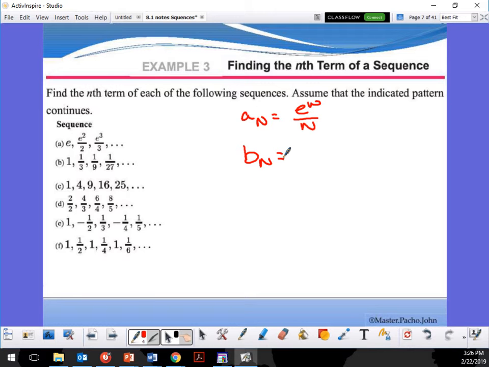You said 1 over 3 to the power of n minus 1, because the first term is 1 over 1, and the second term is 1 over 3 to the power of 1. Okay, so it's 3 to the first, right? 3 to the 0.